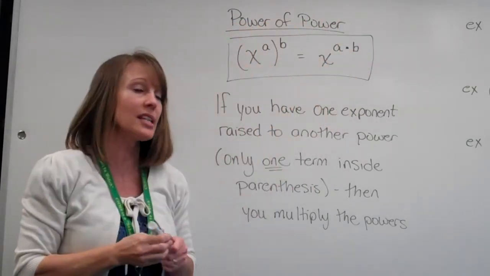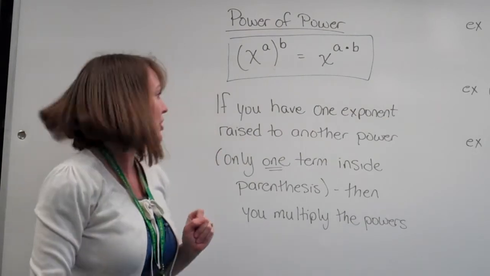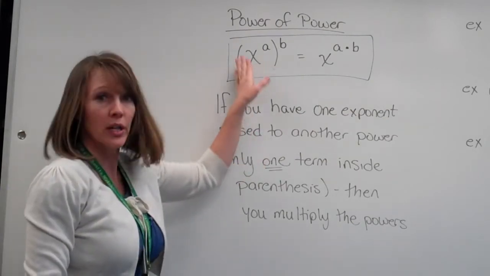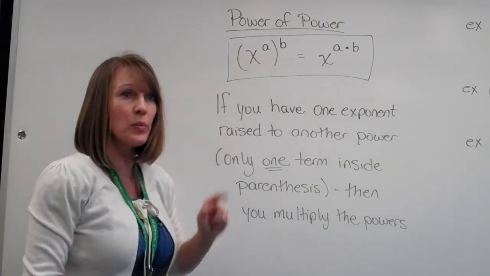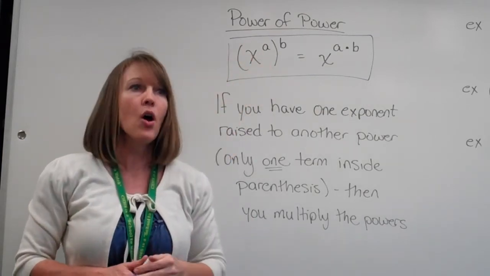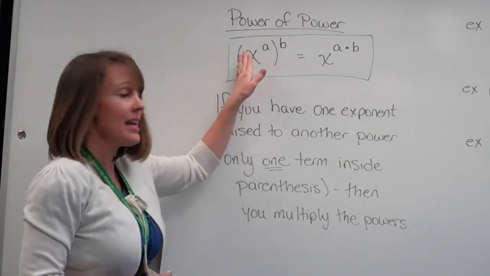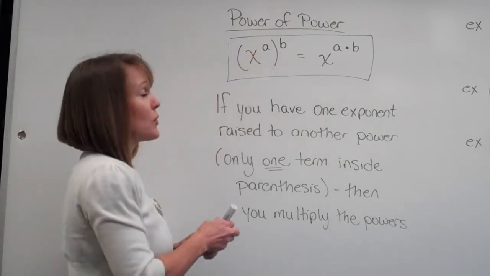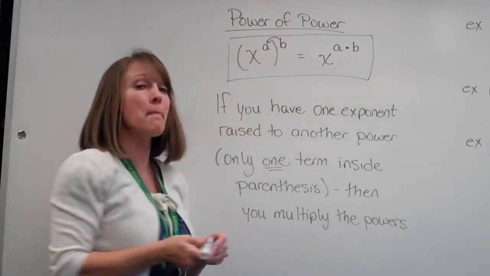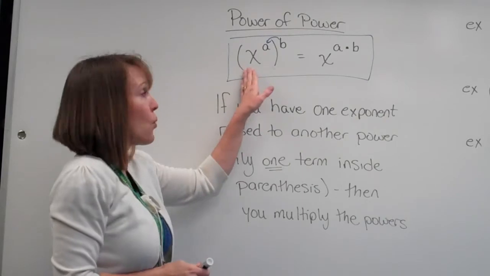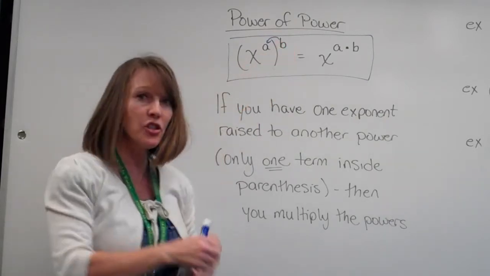If we have questions that look like this, here's our shortcut. In English, if we have one exponent raised to another power, okay, and there's only one term inside, we shouldn't have an x plus y or an x squared minus y to the third, just one term inside here. If that's the case, then what we're really going to do is distribute this power to this power. We're going to multiply them together. So one base, two powers, power raised to a power. Okay? Let's do some examples.